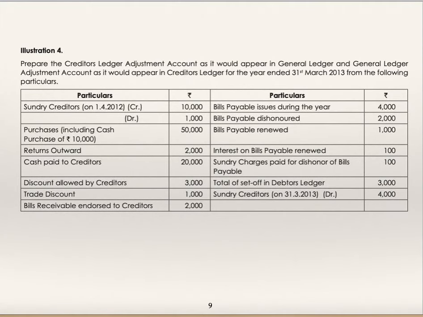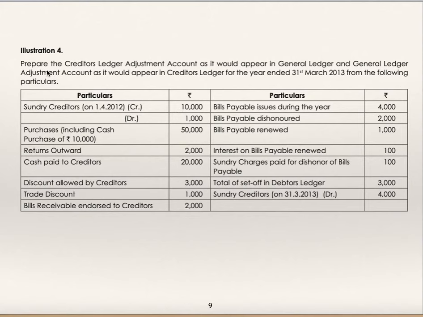Now we'll go to illustration number 4. Prepare creditors ledger adjustment account as it would appear in general ledger and general ledger adjustment account as it would appear in creditors ledger for the year ended 31st March 13 from the following particulars. So you are supposed to prepare creditors ledger adjustment account in general ledger. This is the normal creditors account, and general ledger adjustment account in creditors ledger is exactly the opposite of the creditors ledger adjustment account. Sundry creditors opening balance credit 10,000, debit 1,000.